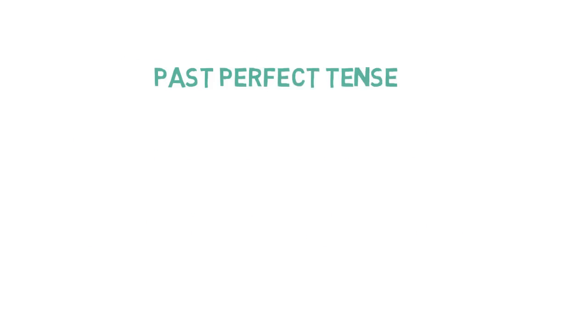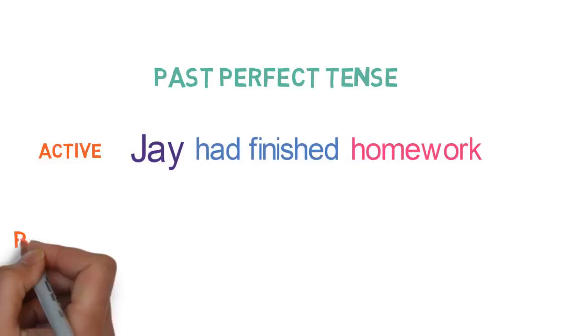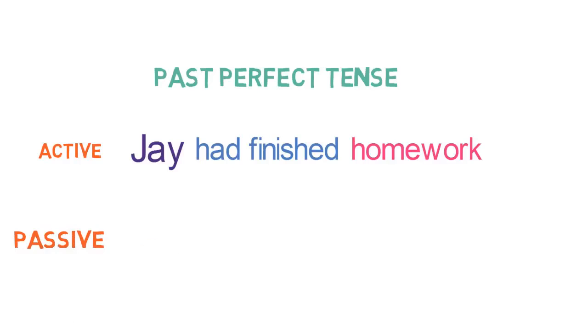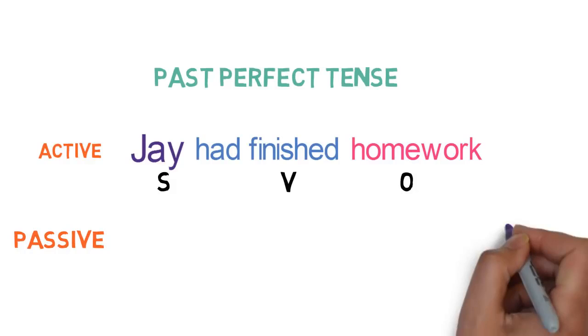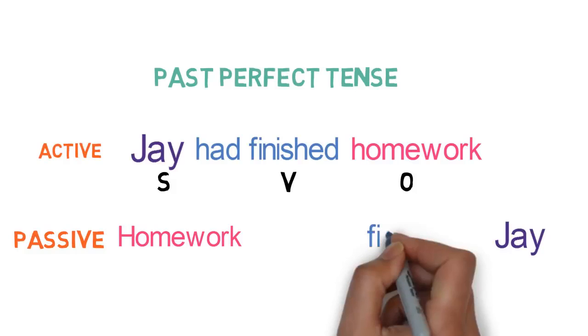Let's see an example of past perfect tense. Active sentence. Jay had finished homework. In passive sentence, firstly the subject here is Jay, verb is finished and object is homework. Let's swap the position of subject and object. So here it will be homework and at this position it will be Jay. Now converting the main verb to the third form, it will be finished.